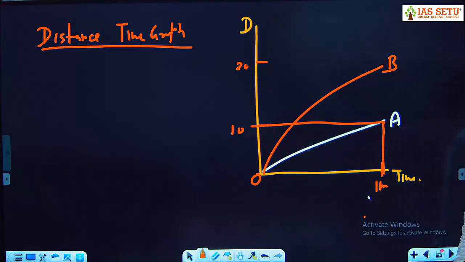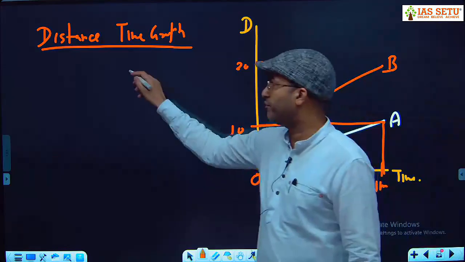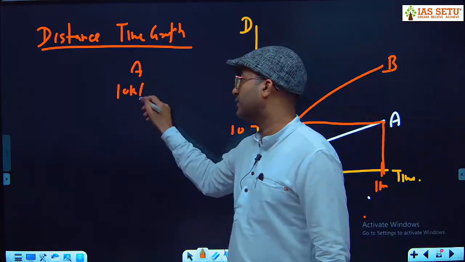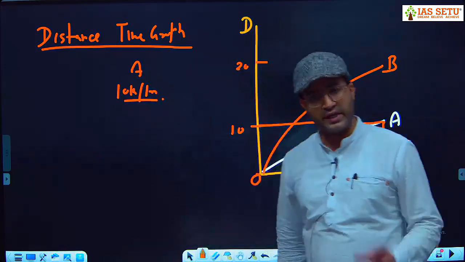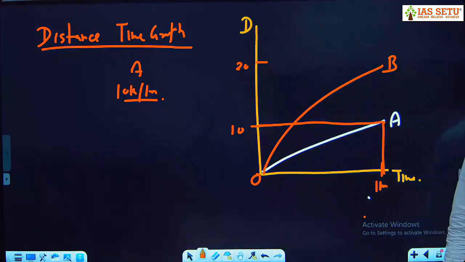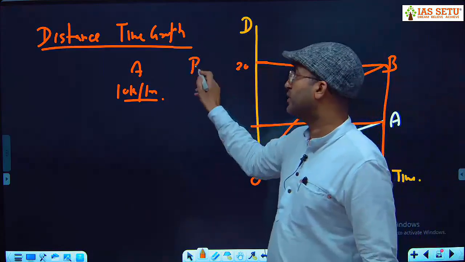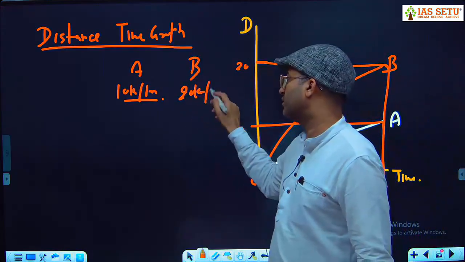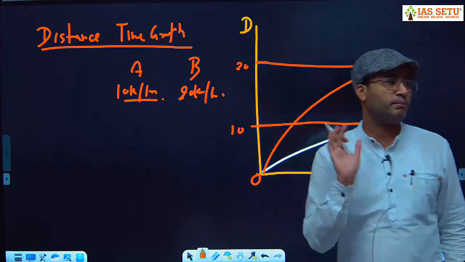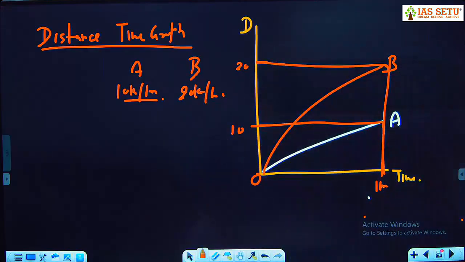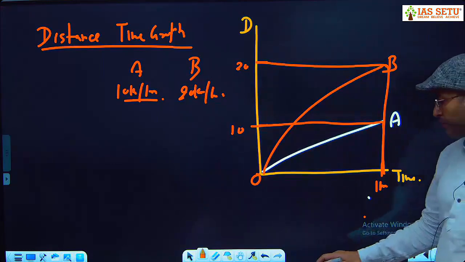10 kilometer. So what is the speed of A? 10 kilometer per hour. In 1 hour it is 10 kilometer, so 10 kilometer per hour. What about B? B in 1 hour covered 20 kilometer. So speed of the B is 20 kilometer in 1 hour. So 20 kilometer per hour is the speed of B. Tell me whose speed is more? B.